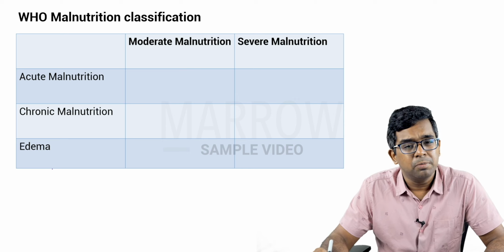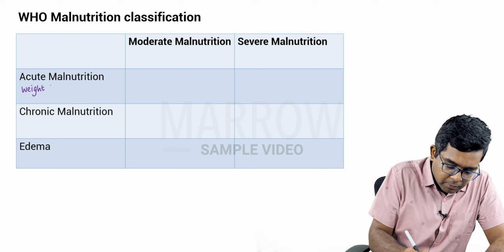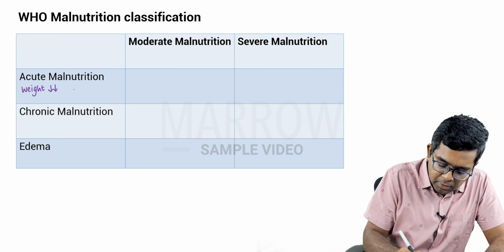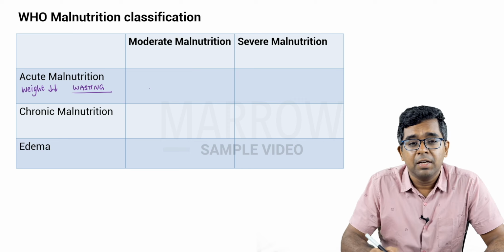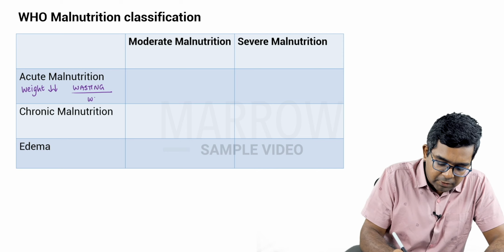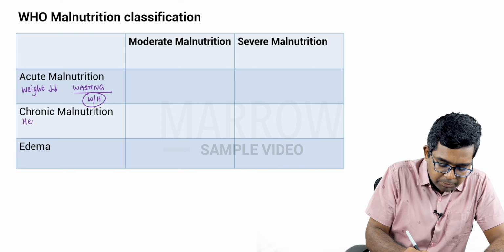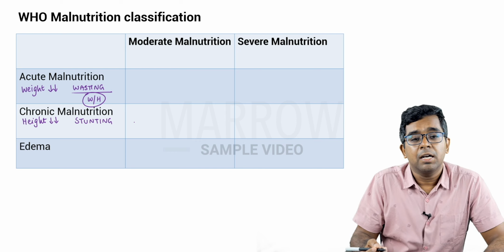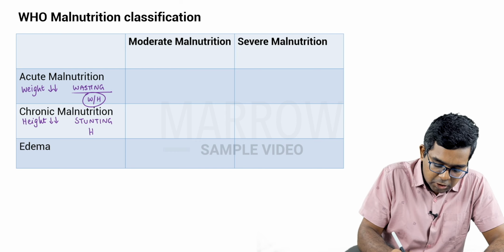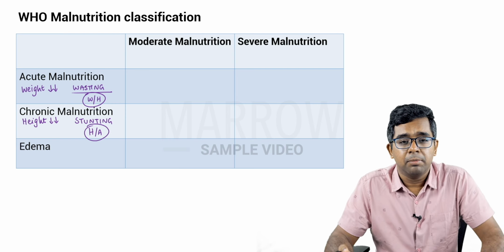Now acute malnutrition is a condition characterized by weight loss, and we use the word wasting for this condition. And the chart which will help us to categorize this acute malnutrition is the weight for height chart. This should be remembered. Whereas for chronic malnutrition, it is more of a height problem, and we call this stunting. And the chart which will help us in this category will be the height for age chart. So now you're clear about what is acute and chronic.